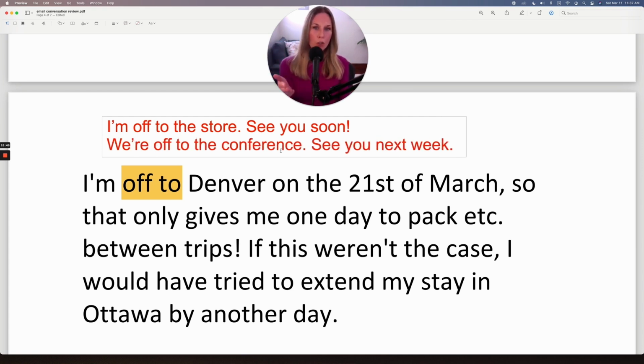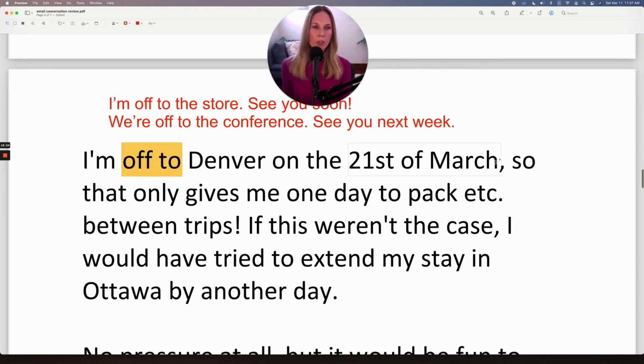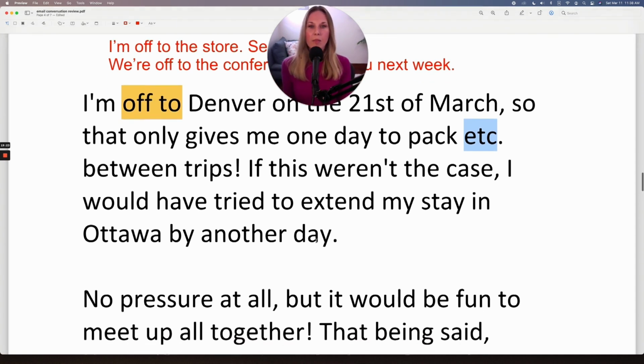We're off to the conference. See you next week. I'm off to Denver on the 21st of March, so that only gives me 1 day to pack, etc. So pack, whatever else she needs to do between trips. If this weren't the case, I would have tried to extend my stay in Ottawa by another day. So she's giving us the reason why she has to leave so early on Sunday, and it's not possible to have brunch on Sunday, basically.